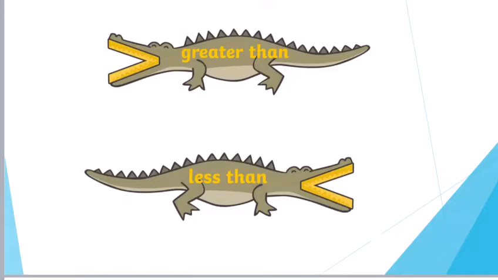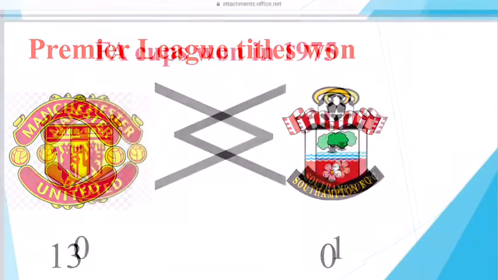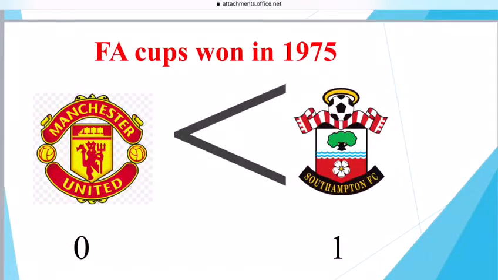Now, you may be wondering why we are comparing numbers. Well, comparing is something we do in all forms of life. So, if I show you now, if you look at Premier League titles won, you'll see that Manchester United's total of 13 is greater than Southampton's total of 0. However, if we flip it around and look at the FA Cups won in the year 1975, then you'll see that actually Manchester United's total of 0 is less than Southampton's total of 1.